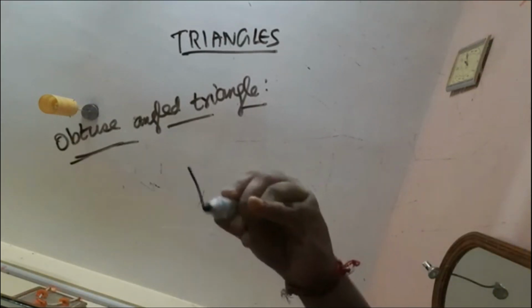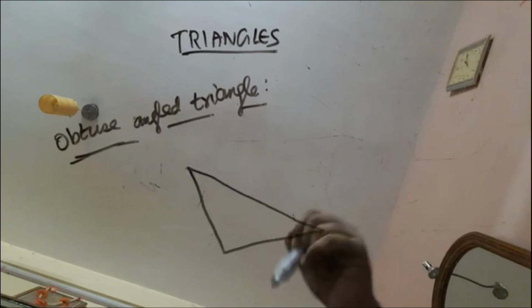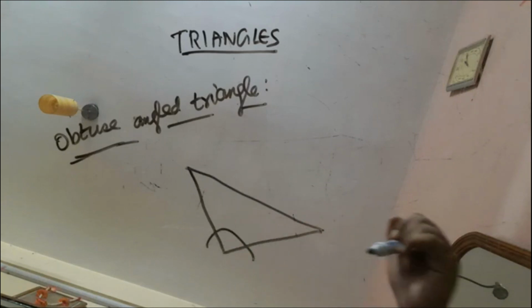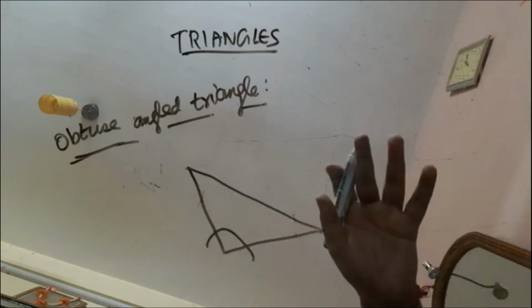If in a triangle one angle is obtuse, then it is an obtuse angle triangle. Okay, this angle is greater than 90 degree. It is readily seen that this angle is greater than 90 degree. So it is an obtuse angle triangle.